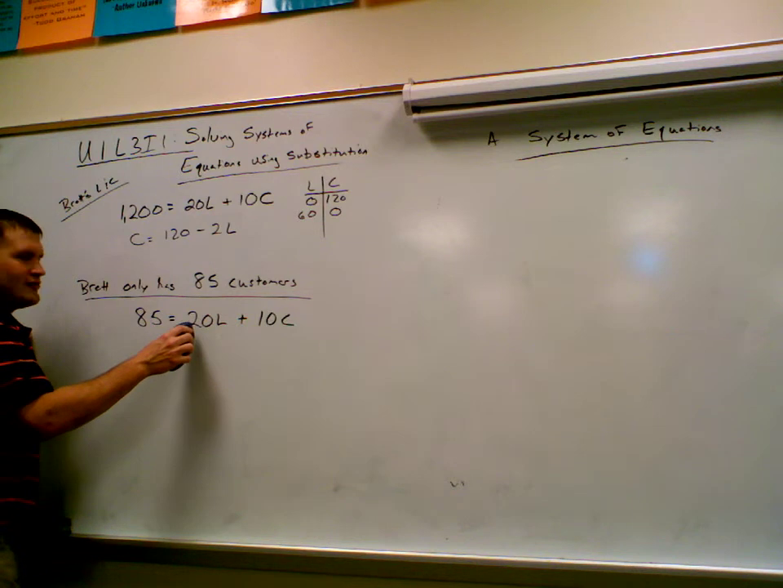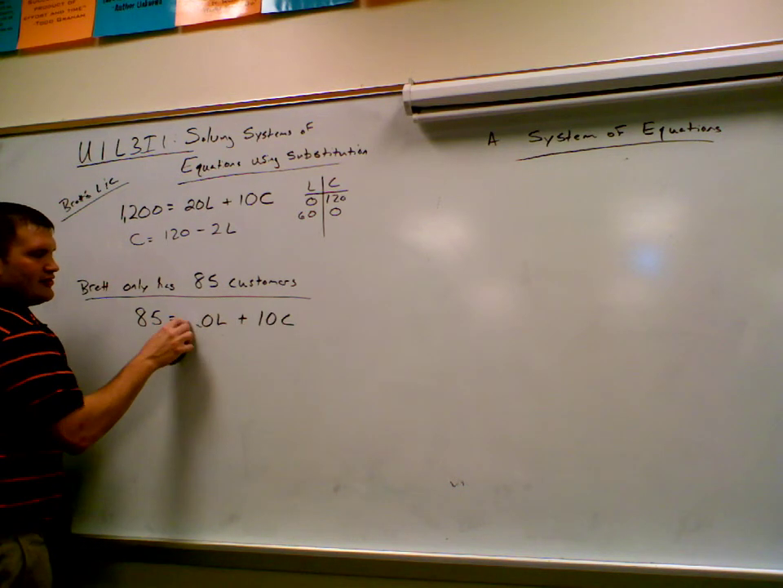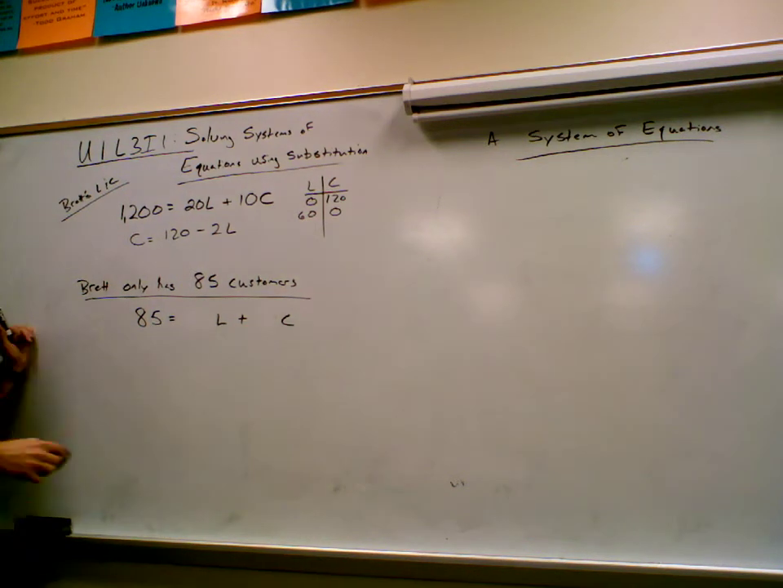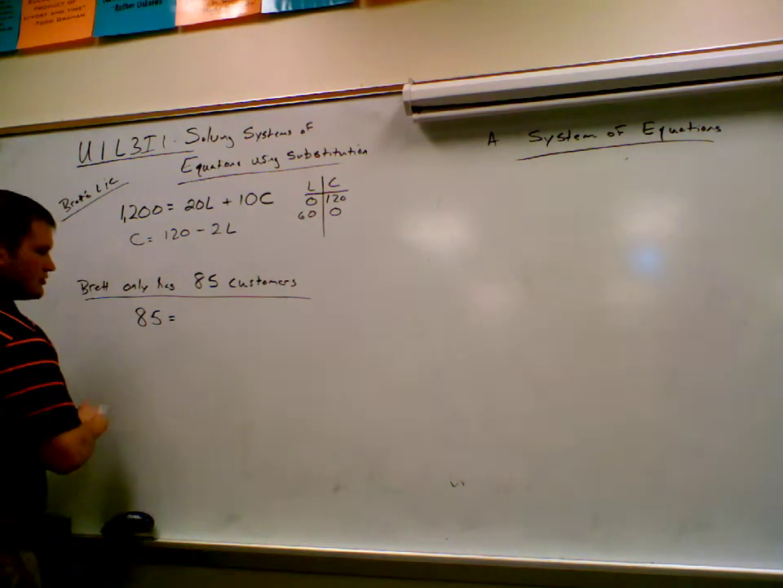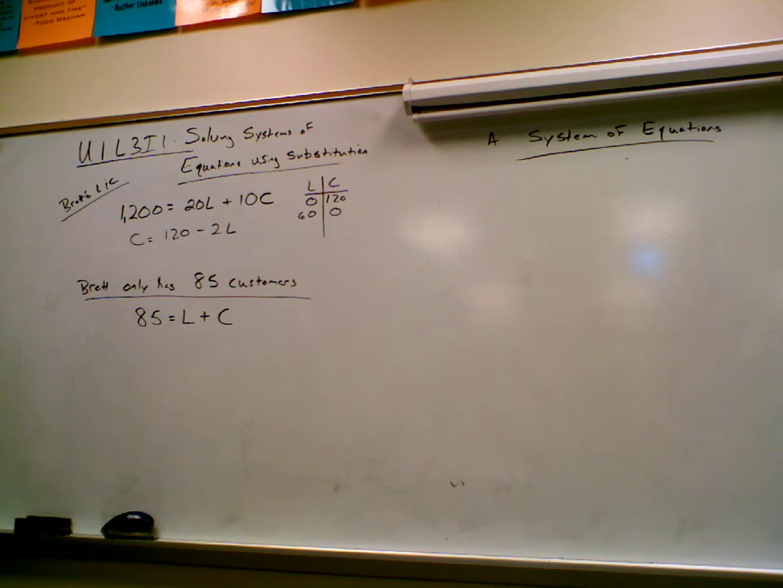Do I just make up any number? Nope. To equal 85. The L and C we're going to plug in need to equal 85, right? But a lawn mowing and a car wash only count for one customer, right? So it's just 85 equals L plus C. Does that make sense? Yeah, because one lawn mowing is just one customer, and one car wash is just one customer. So 85 equals L plus C.